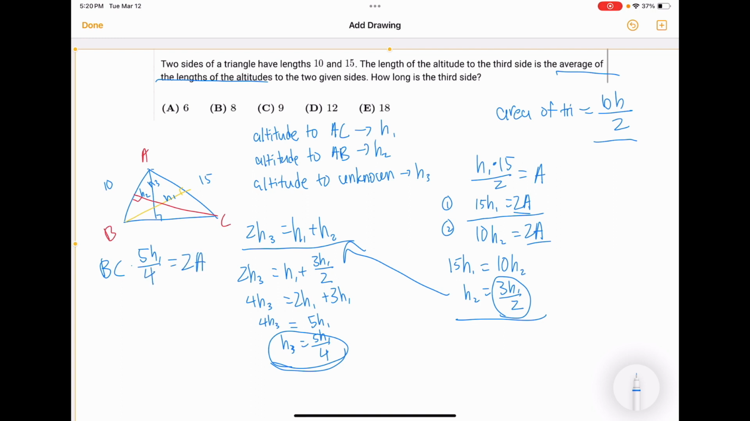So base times height is equal to 2 times the area. And we are trying to solve for BC, so we can rearrange this equation to get 2A over 5 times H1 over 4 is equal to BC. And then 2A, we see that 2A is equal to 15 times H1. So that is perfect. So we can just substitute 15H1 for 2A.